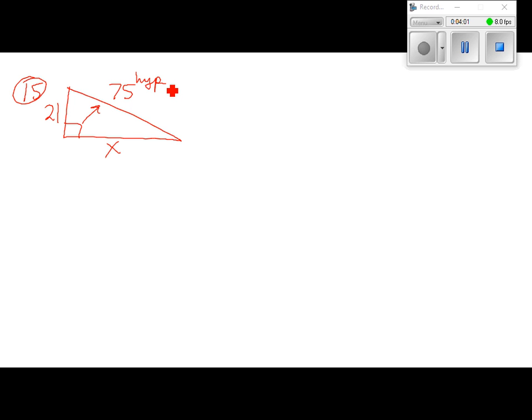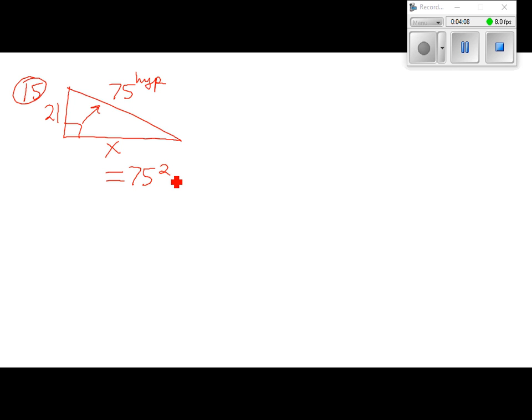Next one you had to do. For the first video, you had to do number 15. Number 15 looks like this: 21 here, 75 here, x here. If we know two sides of a right triangle and we're trying to find the third side, then we're going to use the Pythagorean theorem. The only thing you need to remember is that the side across from the right angle is the hypotenuse, so it has to be the c in the setup.